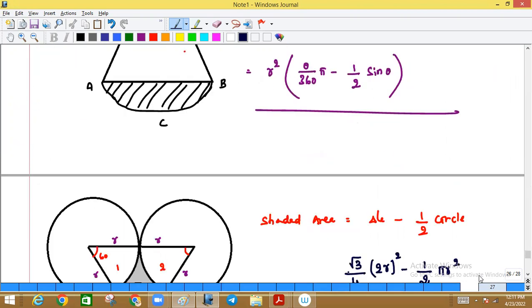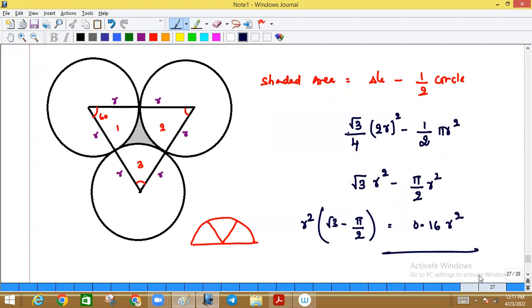Now, when three circles are tangent to each other, meaning the three circles are touching each other externally, what is the area bounded by these three circles? You join the centers of the circles. If you join the centers, an equilateral triangle is formed. From the equilateral triangle, you need to subtract three sectors, each of which is 60 degrees.